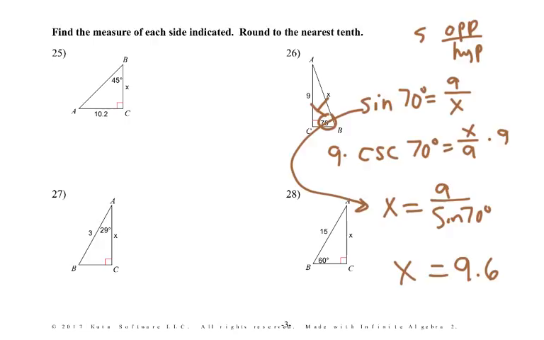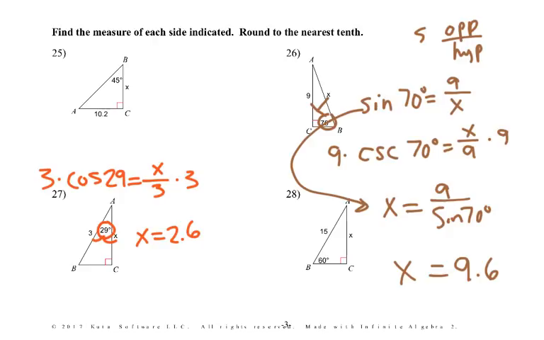Okay, 27. Our angle, we've got the adjacent and the hypotenuse, so x over 3, which would be the cosine, because cosine is adjacent over hypotenuse. This one's easy, so we just times it by 3. So 3 times the cosine of 29 degrees gives us about x equals 2.62, so 2.6.